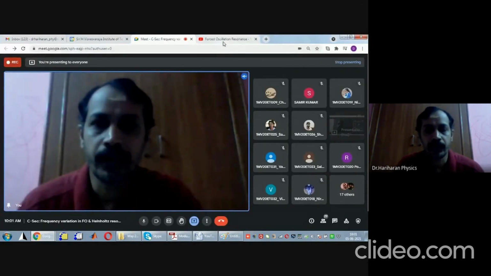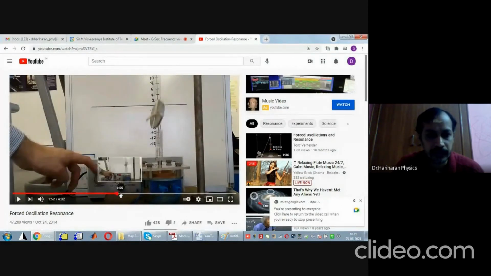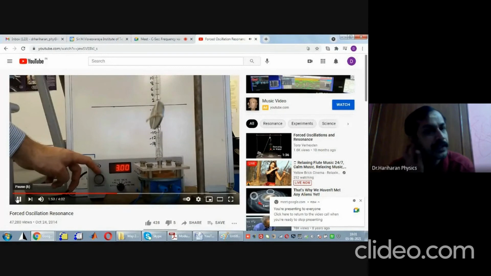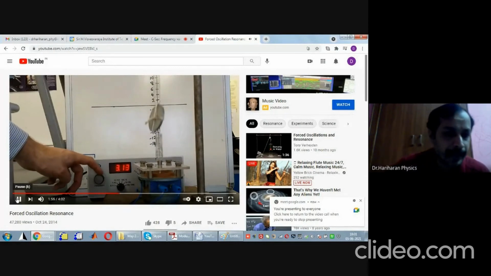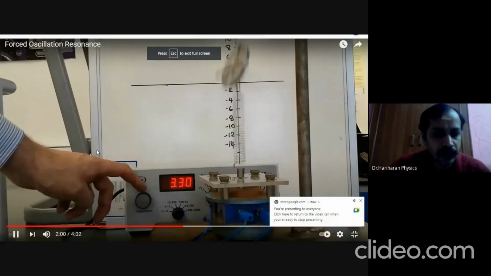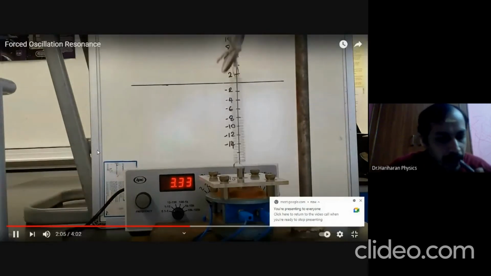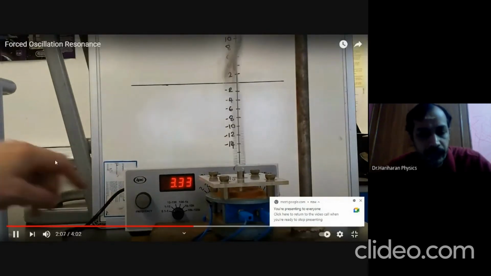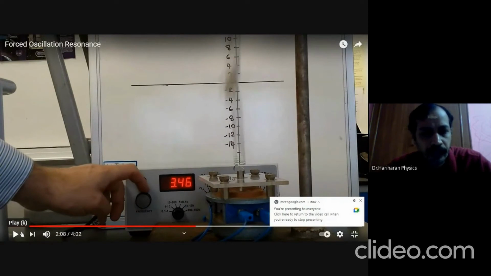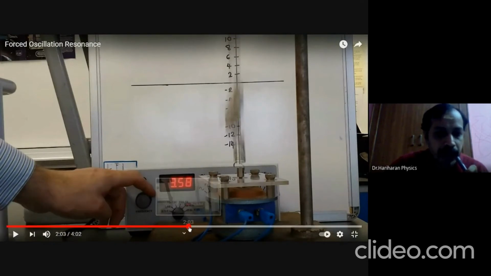Okay, let us look at that video again. So what do you see? For example, here, can you see, when the frequency approaches close to 3 hertz, it will start vibrating with a maximum amplitude. 3.3. Crikey, the amplitude is massive, looking at least 14 centimeters. So around 3.3 hertz, the body is vibrating with a larger amplitude.